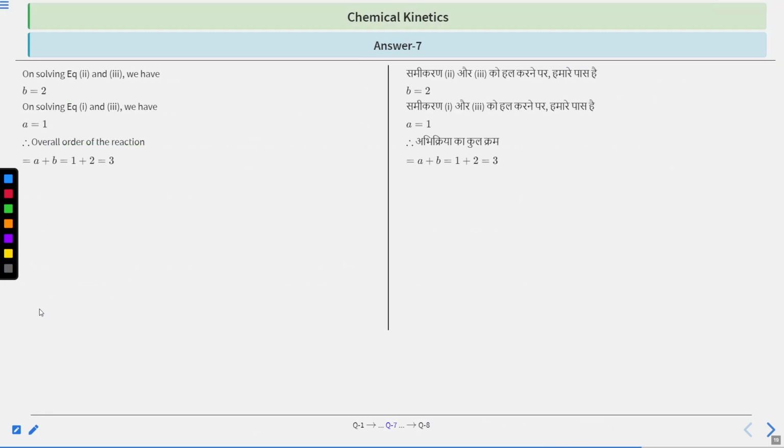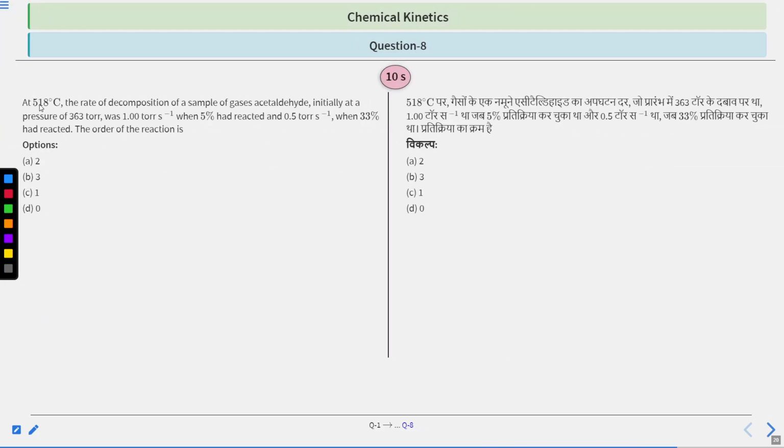Okay, moving to the next question, question number 8. At 518 degrees Celsius, the rate of decomposition of a sample of gaseous acetaldehyde initially at a pressure of 363 torr was 1 torr per second when 5% had reacted, and it is 0.5 torr per second when 33% had reacted. So you have to tell the order of the reaction. Options are 2, 3, 1 or 0. So you have 10 seconds to solve this question. After that, we will see the correct answer.